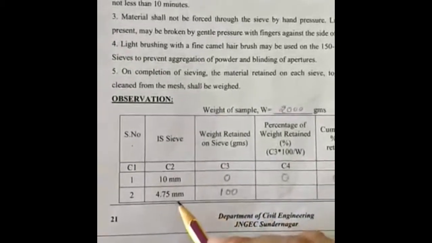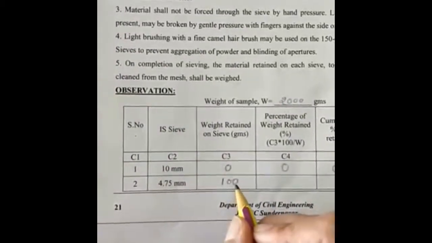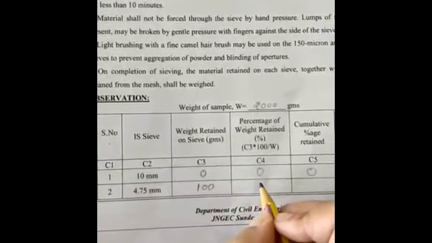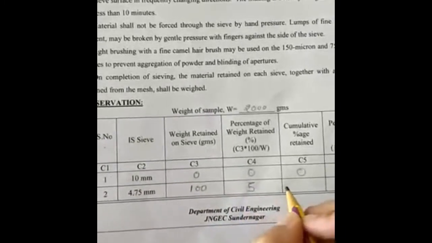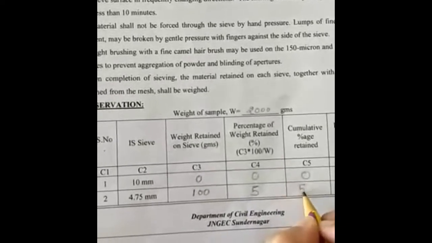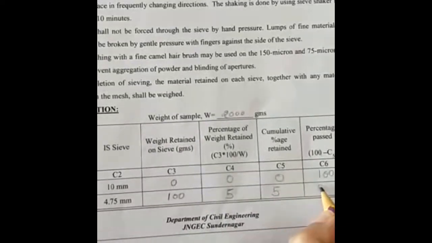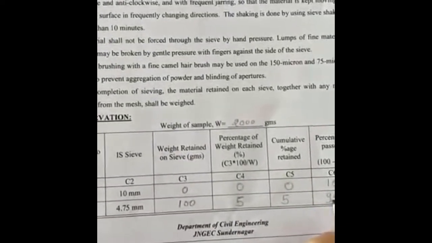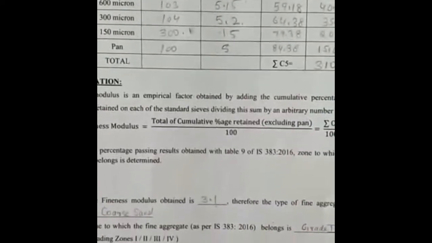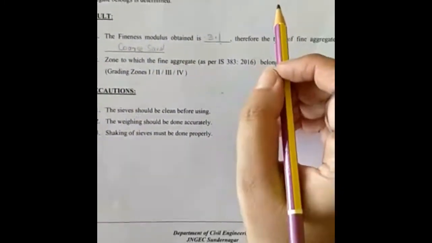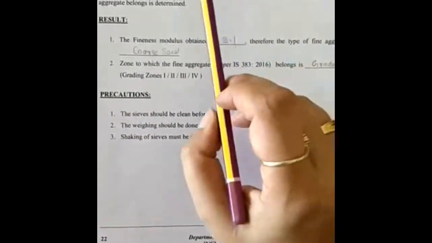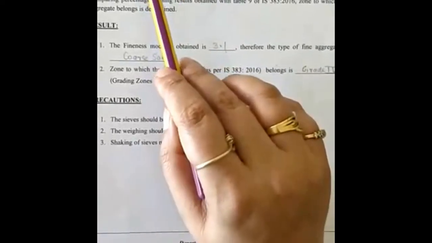For the IS 4.75 mm sieve, weight retained is 100 grams, so the percentage of weight retained is 5, cumulative percentage retained is 5, so the percentage passed is 95%. Similarly, we complete the table for the different sieves. After all calculation is done, we have to go for calculation of fineness modulus.